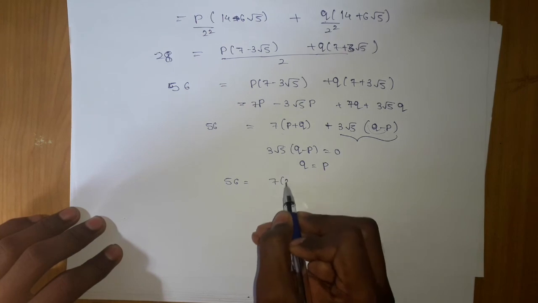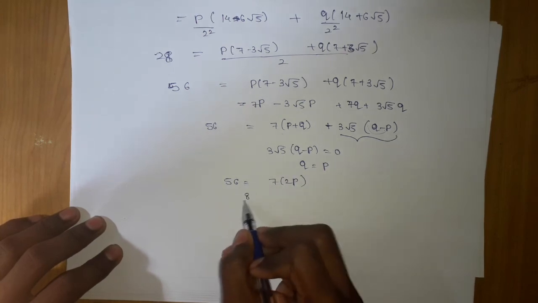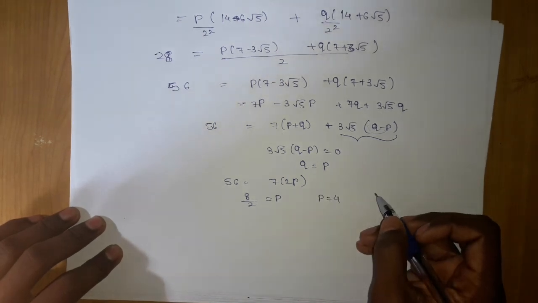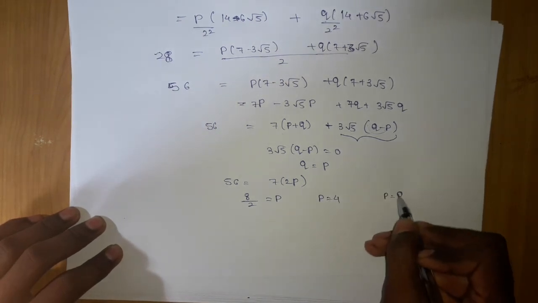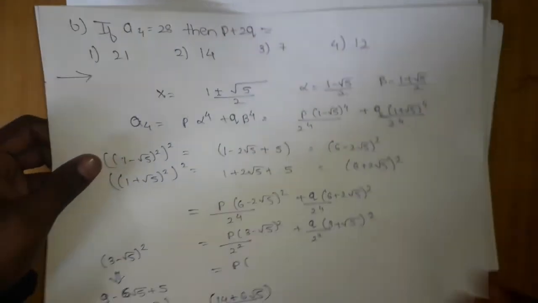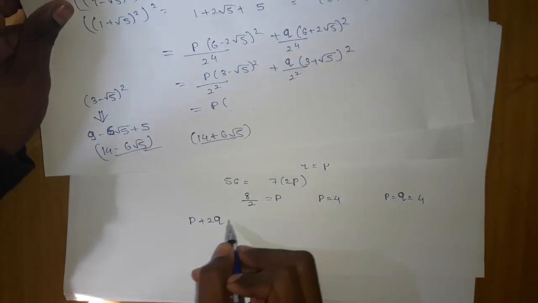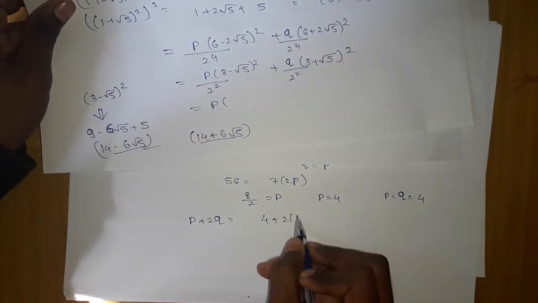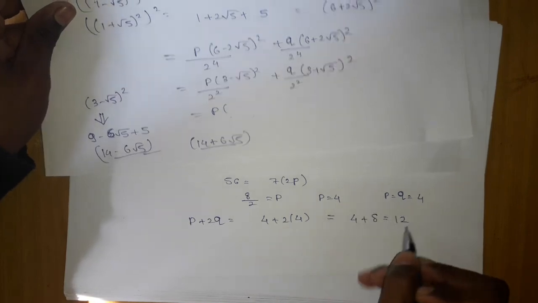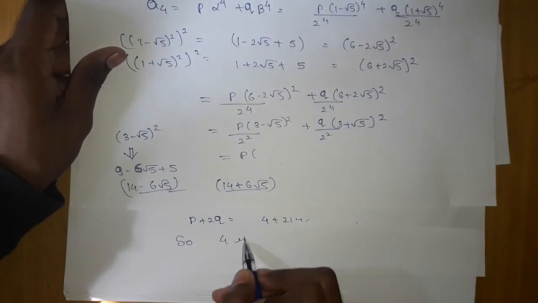So when q equals p, see what we have: 56 is equal to 7 into 2p, which gives me 8 by 2. So p is equal to 4. So p equals q equals 4. Now what we needed to find? We needed to find p plus 2q. So p plus 2q is nothing but 4 plus 2 into 4, which is 12. So 12 is the answer.